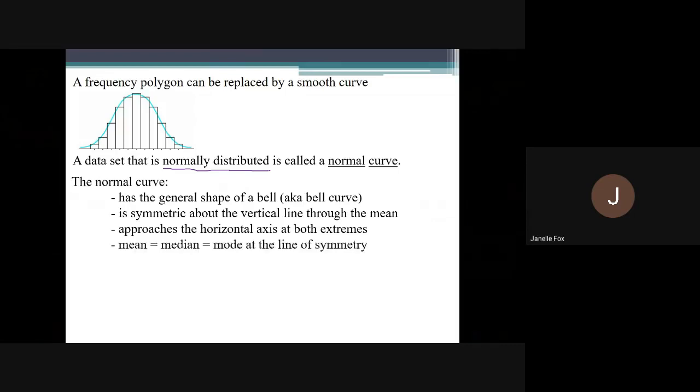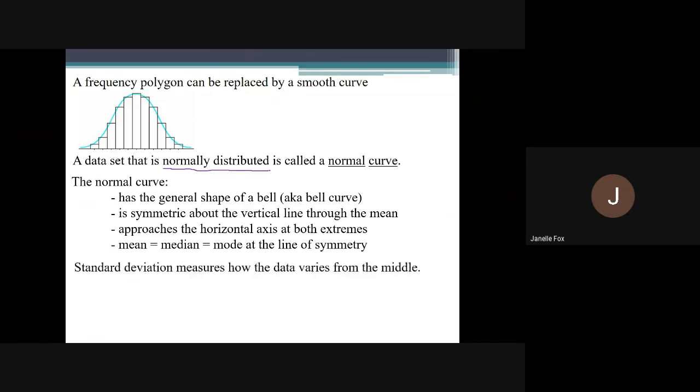What's interesting is that the mean, the median, and the mode are all at the line of symmetry. Because the data is normally distributed, it all merges into that spot. It's the most popular spot right there at the middle of your bell curve, at the mean.